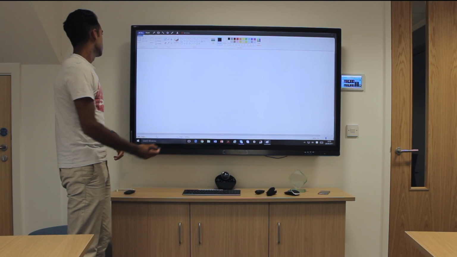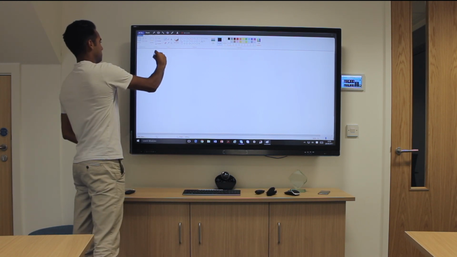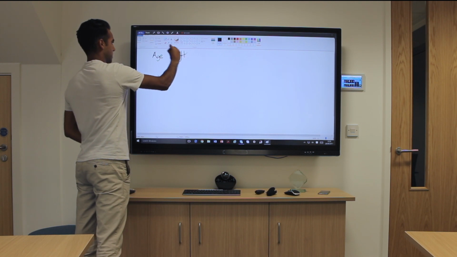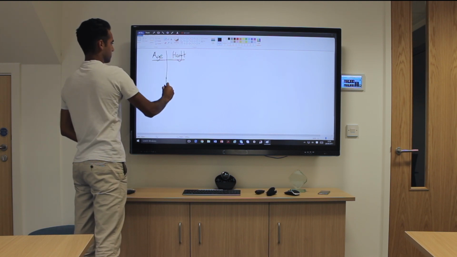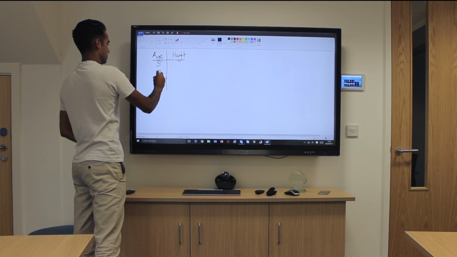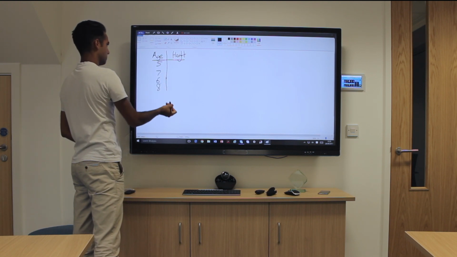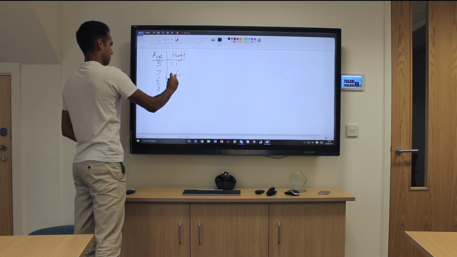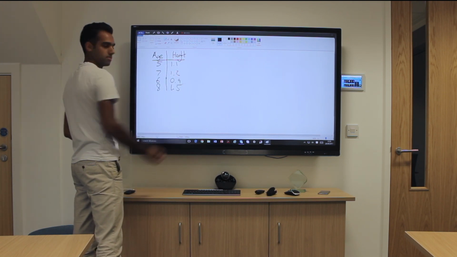It's nice. So if I look at people and we say we've got people with a certain age and a certain height, yeah? So this might be data you've collected. And you've got a 5-year-old, 7-year-old, 6-year-old, and 8-year-old. And their heights are like 1.1, 1.2, 0.9, 1.5 meters, yeah?